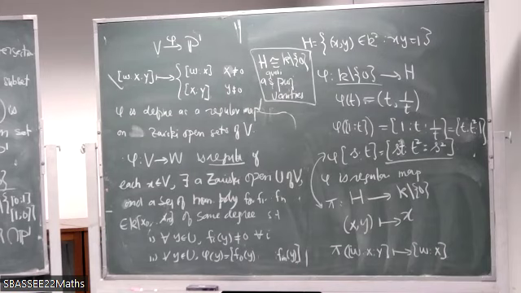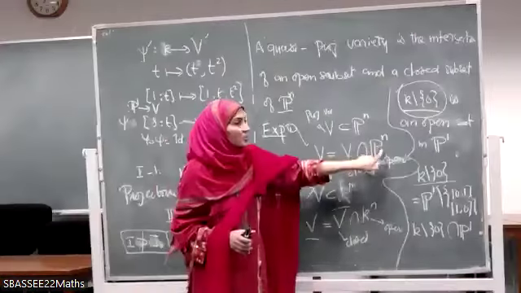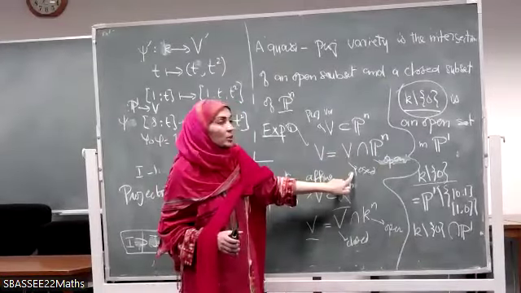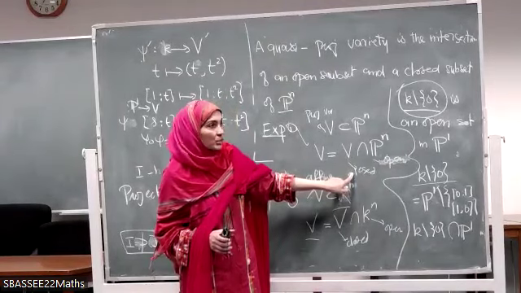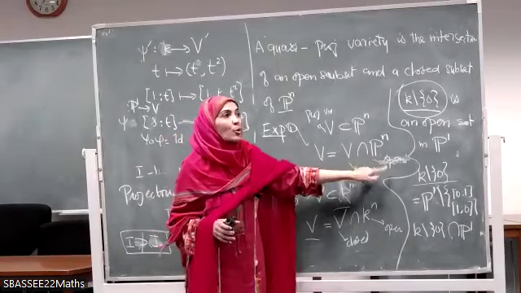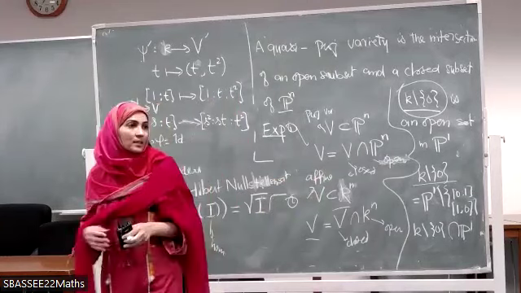In the first example, we considered this projective variety. Every projective variety can be written as V intersected with Pn. So V is closed in Pn, and Pn itself is open in itself, so that's why it is quasi-projective.